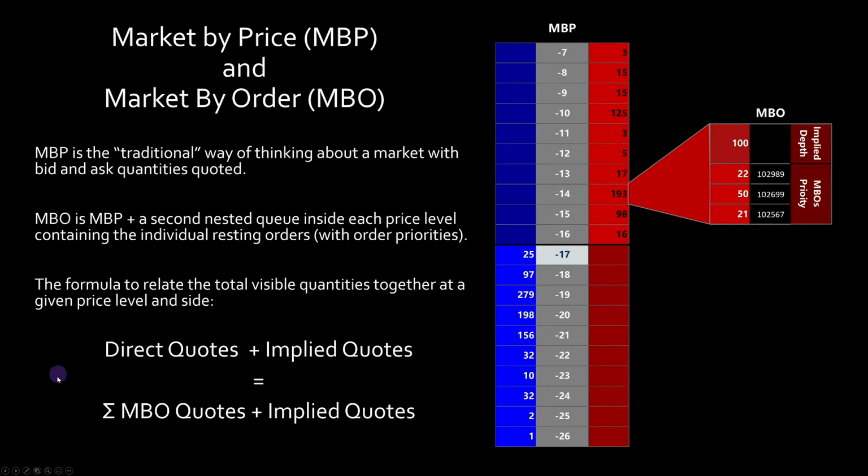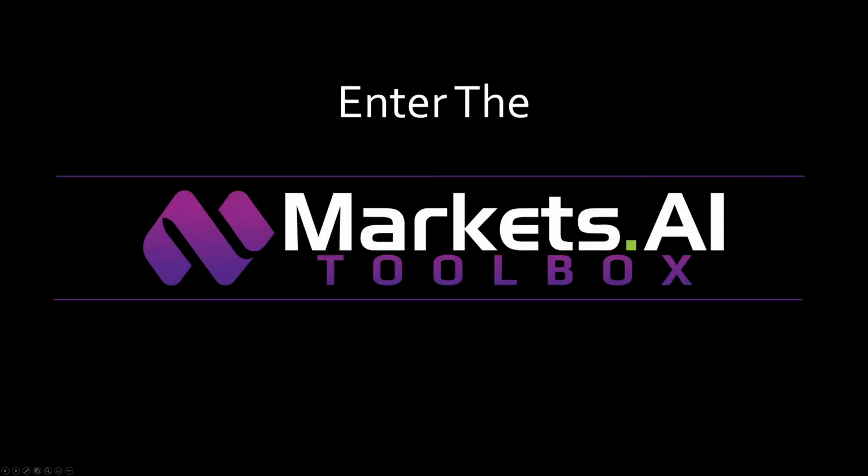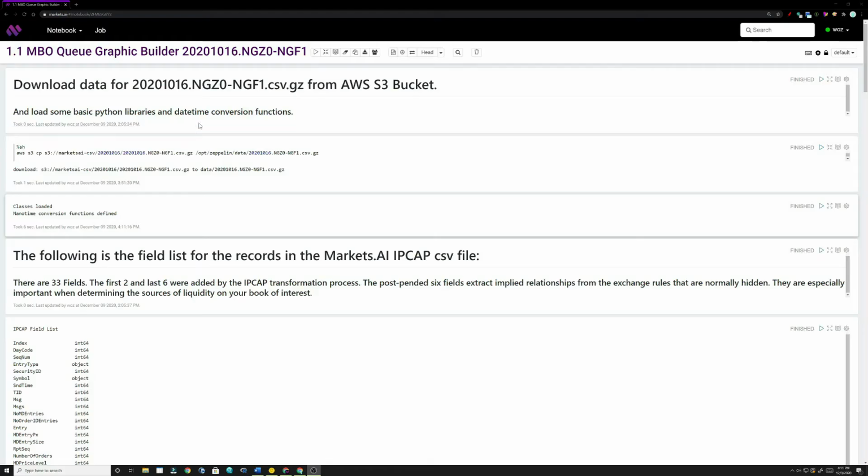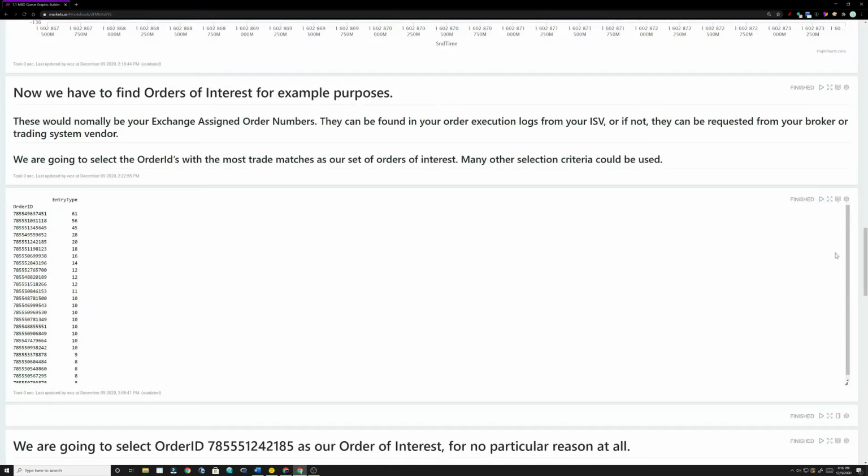So in order to see what the data means, to convert data to information, we are going to enter the MarketsAI toolbox. We're going to first download this data file from an AWS S3 bucket. What we need to do is pick an order of interest. But in my case, because I don't have a book, I have to pick something that hopefully is interesting.